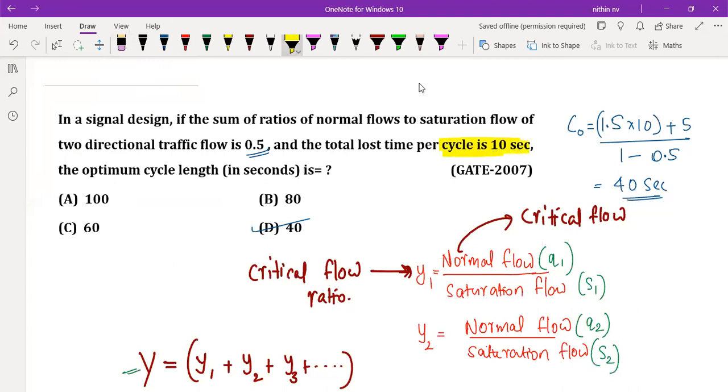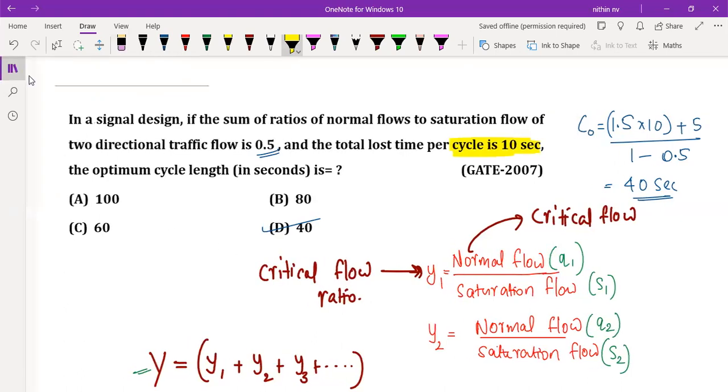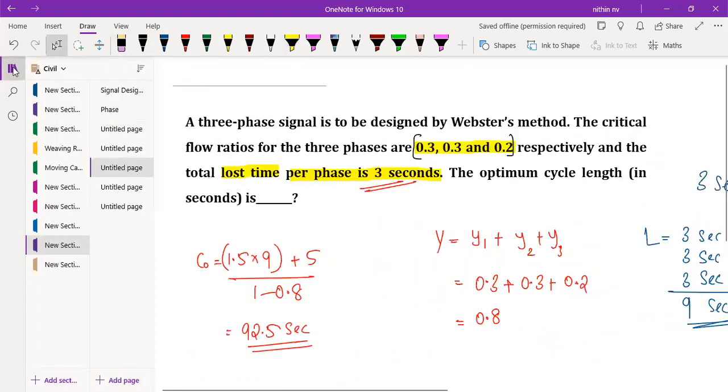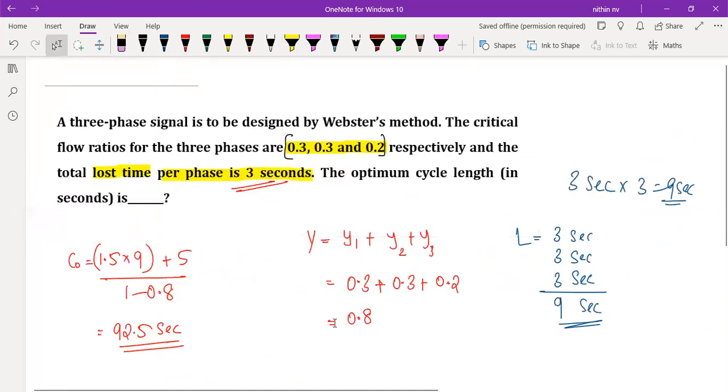If it is a 2-phase signal and they're telling that it is per cycle is 10 seconds, then don't multiply. Got it? So properly read the question, okay? If it is per cycle, directly use it. If it is per phase, then multiply with the number of phases, then use that bigger value.